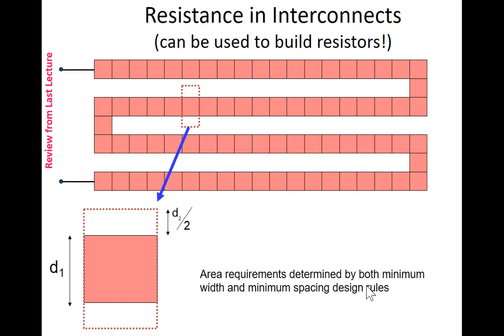So the area that's required to make one square then is going to be D1 plus D2, that'll be the height, times D1, because this is a square. And D1 and D2 come from the design rules if you're trying to make the minimum size resistor. Yes? So why is the corner only considered as 0.55 of square?